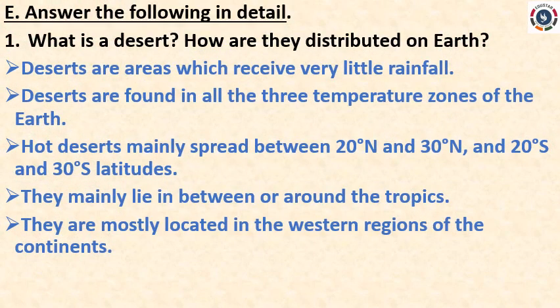First question. What is a desert? How are they distributed on Earth? Answer. Deserts are areas which receive very little rainfall. Deserts are found in all the three temperature zones of the Earth. Hot deserts mainly spread between 20° north and 30° north and 20° south and 30° south latitudes. They mainly lie in between or around the tropics. They are mostly located in the western regions of the continents. Write neatly without any mistakes.